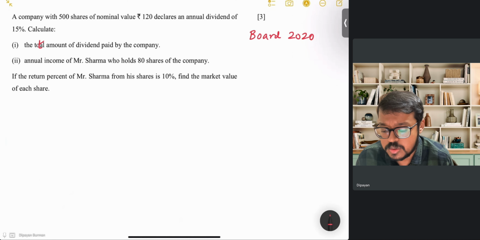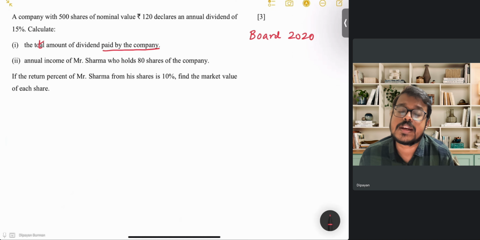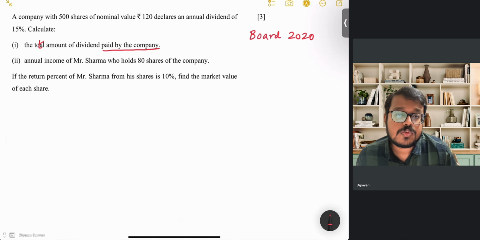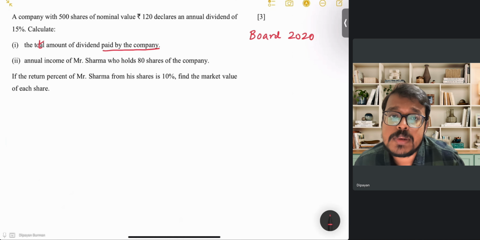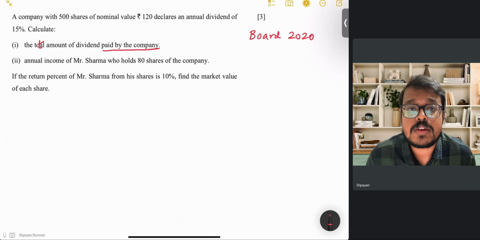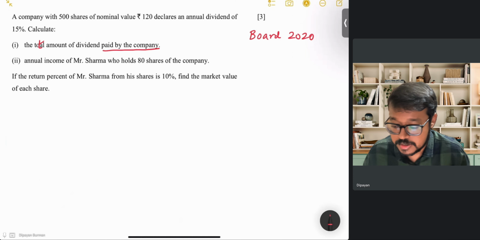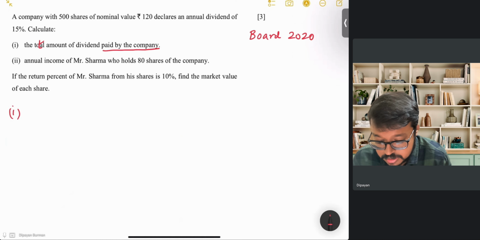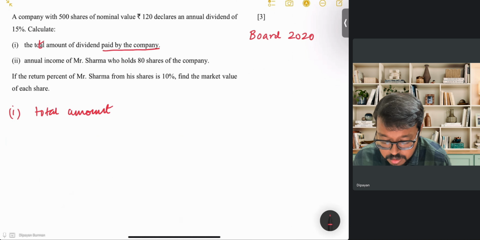So when we have to look at the total amount of dividend paid by the company, we can use the direct formula. The total dividend or the annual income is equal to the number of shares n multiplied by the rate of dividend multiplied by the nominal value of each share. The rate of dividend into nominal value of each share gives us the dividend from each share, and if you multiply with number of shares, that's the total amount of dividend.